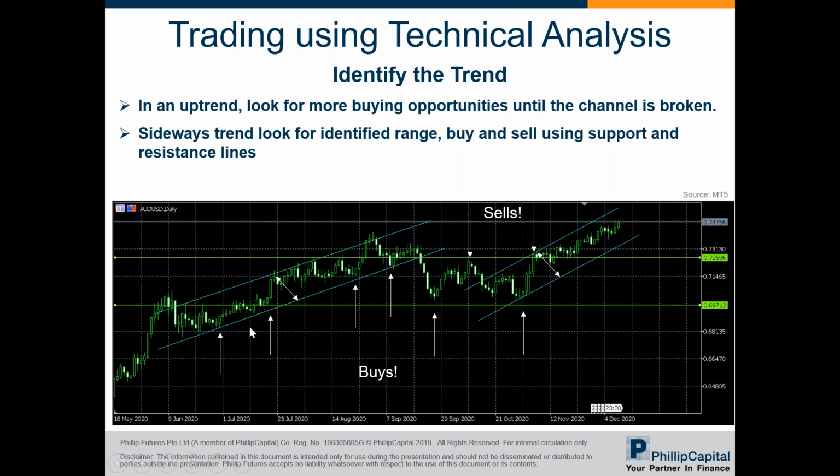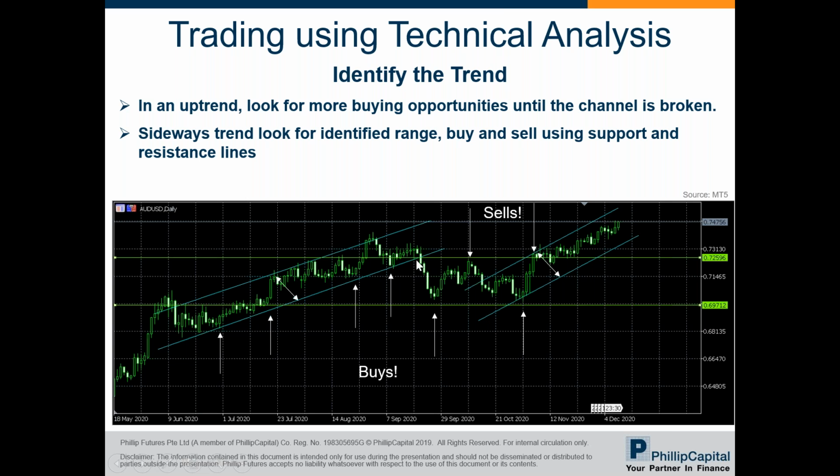Whilst if you were trading with the trend, you actually have unlimited profits in that case if you get a good price to buy until the trend is broken. So if it continued, then obviously your profits can keep rolling.